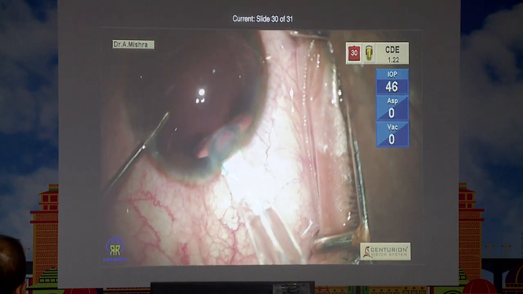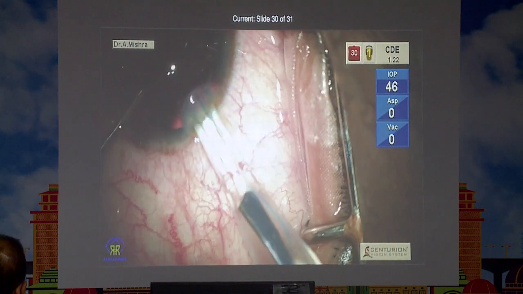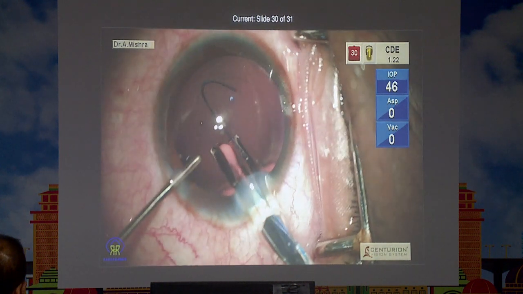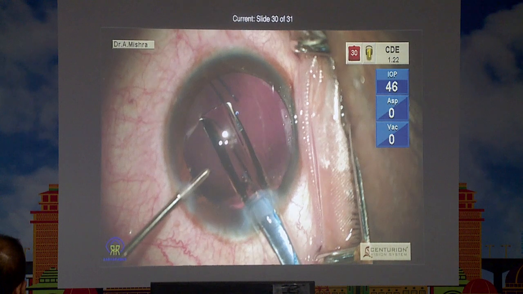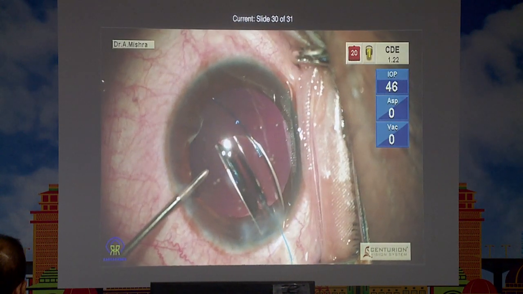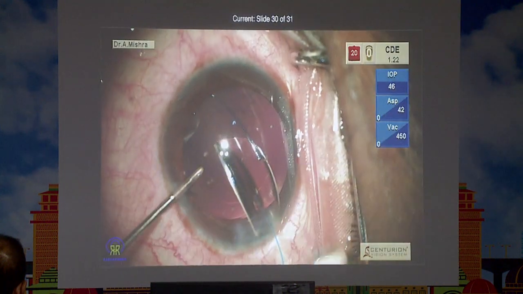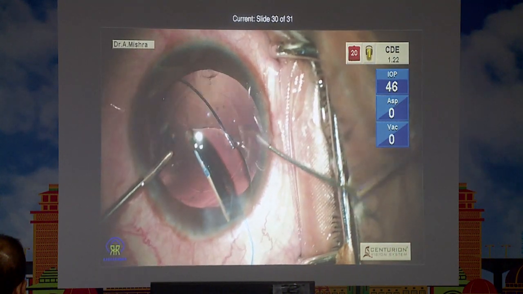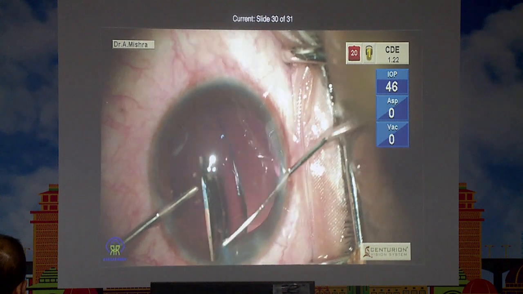A multi-piece IOL goes in under cover of BSS again. I don't use viscoelastics to implant any IOL, so that holds true for a multi-piece IOL as well. You can see the bag, it's still showing 20 milliliters of fluid left. So lavishly all steps are being done, no compromises, no hurry.